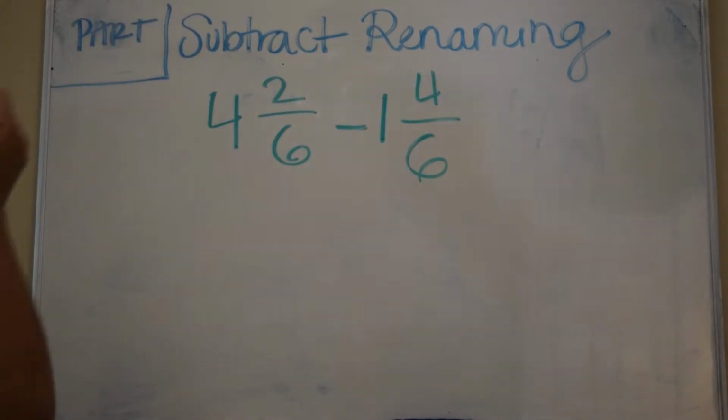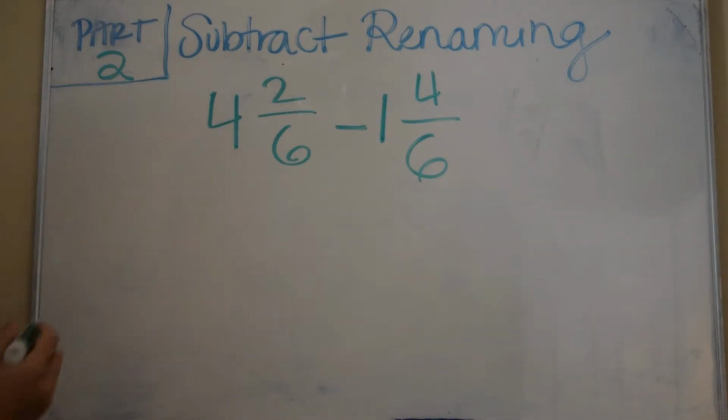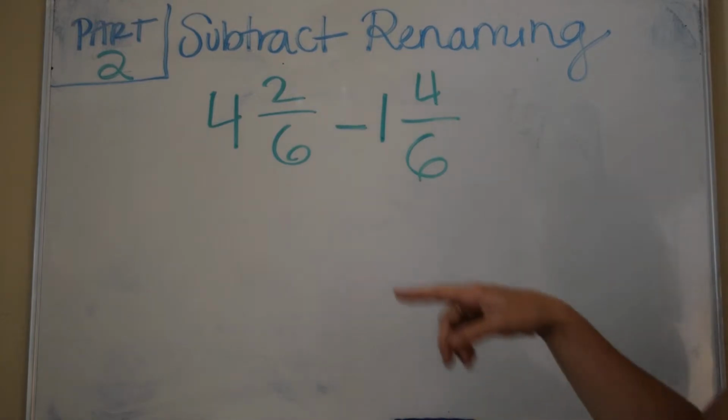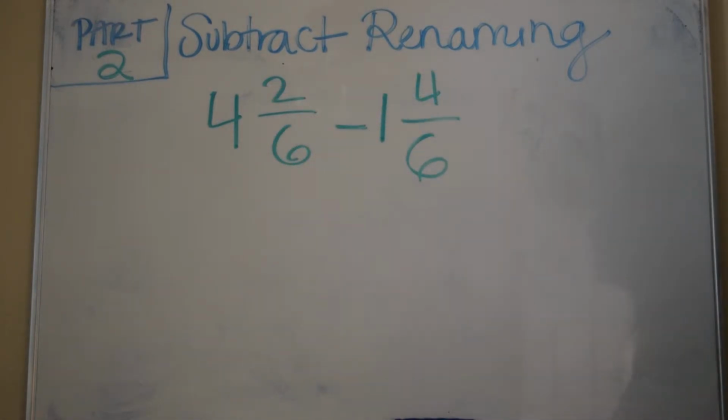Everyone, we are in part 2 of subtracting fractions by renaming. If you haven't yet, please make sure you watched my part 1, because that was the most important way, an example of how to change a fraction so that you can subtract. As you can see right now, I cannot do 2 minus 4. So I'm going to show you part 2, which is an additional way to complete this.